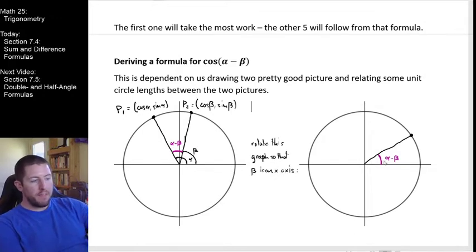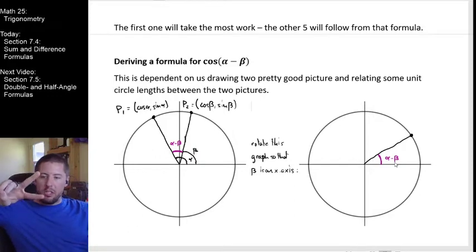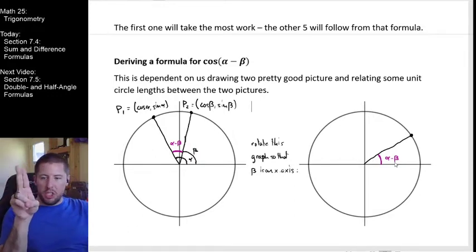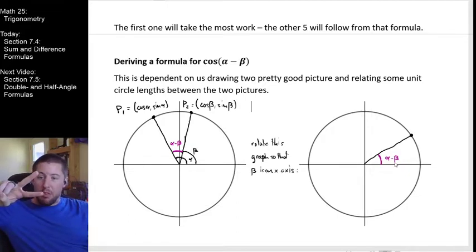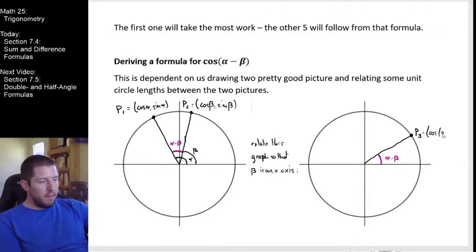What we know is, because I just did this, the angle between the two stayed the same because I didn't move my fingers like this. I kept them just like this. I just rotated them both in unison until that beta was laying on the x-axis there. So if the amount of angle that this is is alpha minus beta, then this point, which we'll call P3, should be cosine of alpha minus beta, comma, sine of alpha minus beta.